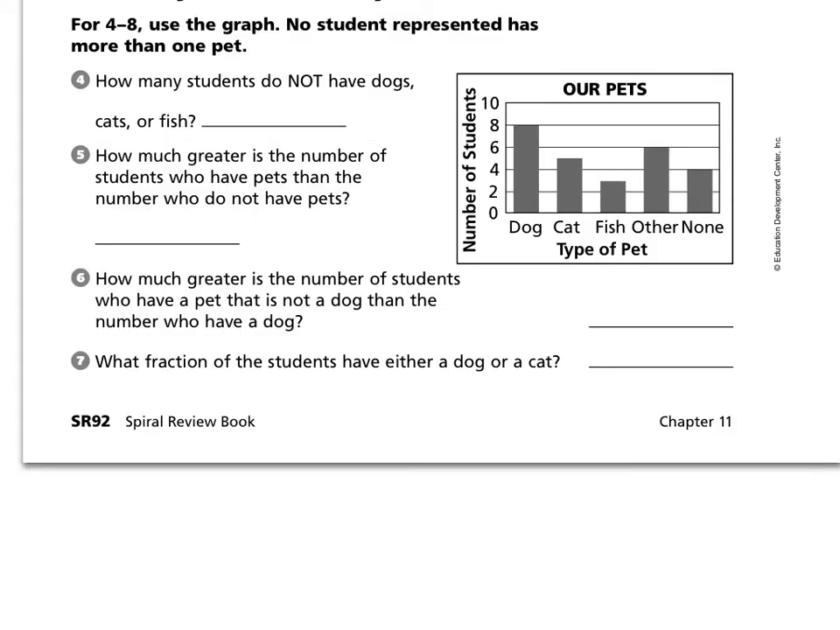For 4 through 8, use the graph. No student represented has more than one pet. So the graph is going to be about our pets. Number of students is going to be on the y-axis, and the type of pet is going to be on the x-axis. How many students do not have dogs, cats, or fish? So looking at this, I'm going to count up anything that's not a dog, cat, or fish. So for other, I have 6, and for none, I have 4. Altogether, that would be 10 students, or 10 kids.